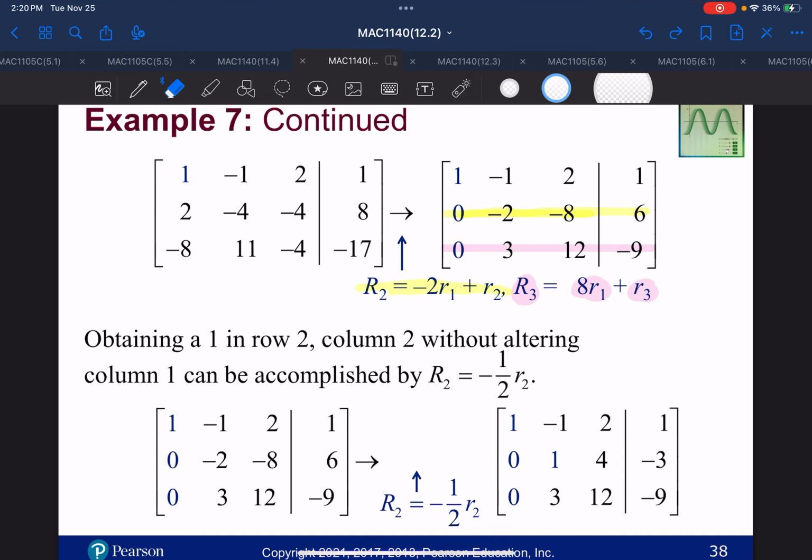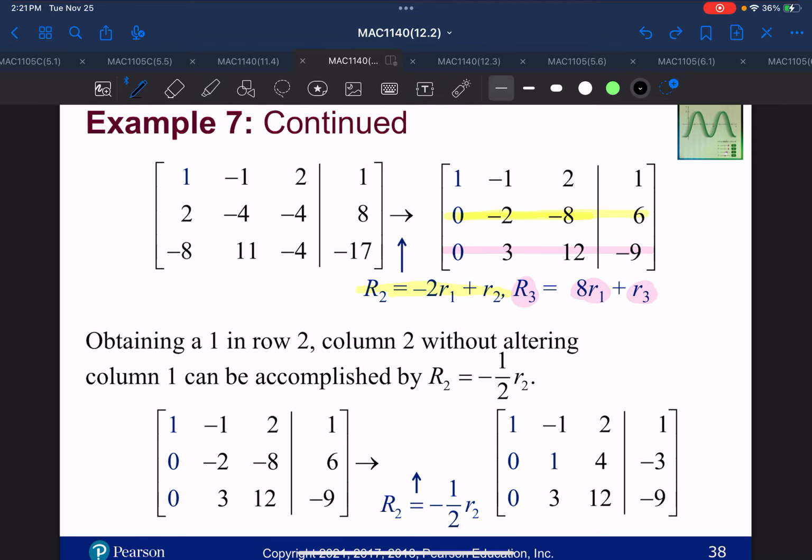And then 2 times 8 is 16. 16 plus negative 4 is 12. And then finally, 8 times 1 is 8, plus negative 17 is negative 9. So that's how they got row 3.